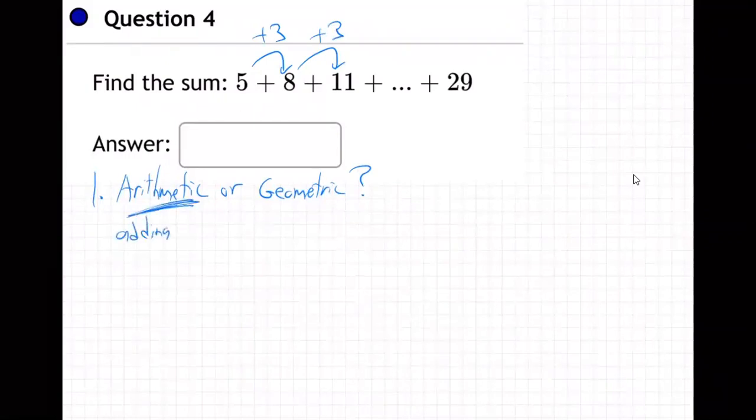If it was multiplying by the same number every time, it would be geometric. But if it's adding or subtracting the same number every time, that's arithmetic. So it's just adding 3 every time. It's an arithmetic set of numbers.